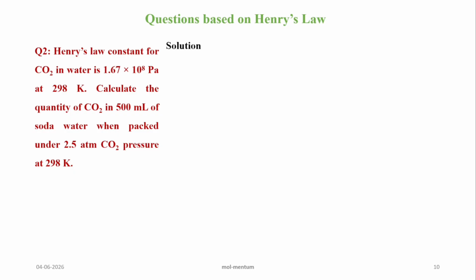So the Henry law constant for CO2 in water is given, Kh at 298 Kelvin. Calculate the quantity of CO2 in 500 ml. Now see here, it is not 1 liter, it is 500 ml. That means the amount of water is going to be 500 ml, not 1000, when water is packed at 2.5 atm CO2. The very first thing you can see is one unit of pressure is atm, another unit of pressure is Pascal. So either convert this Pascal into atm or atm into Pascal.